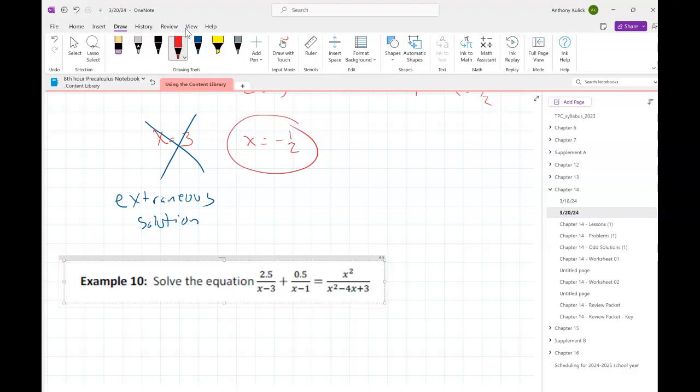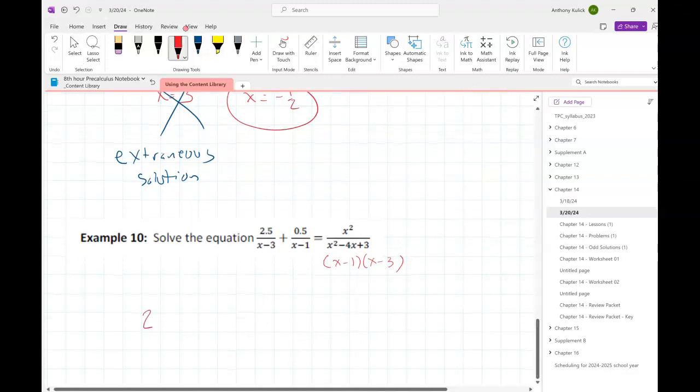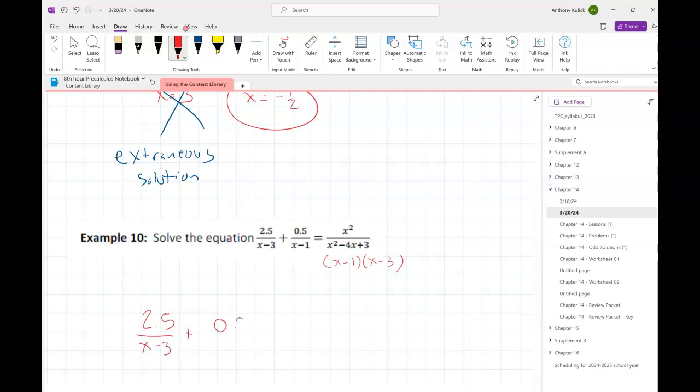All right, what do you want to do first? Yeah, let's factor that piece. It's the same factoring problem that we've done already. What will our least common multiple be then? X minus 1 times x minus 3. Good job. So we're going to multiply that to both sides.